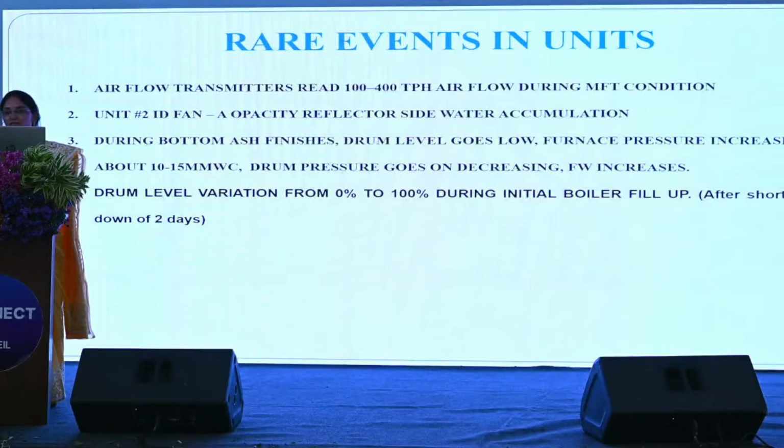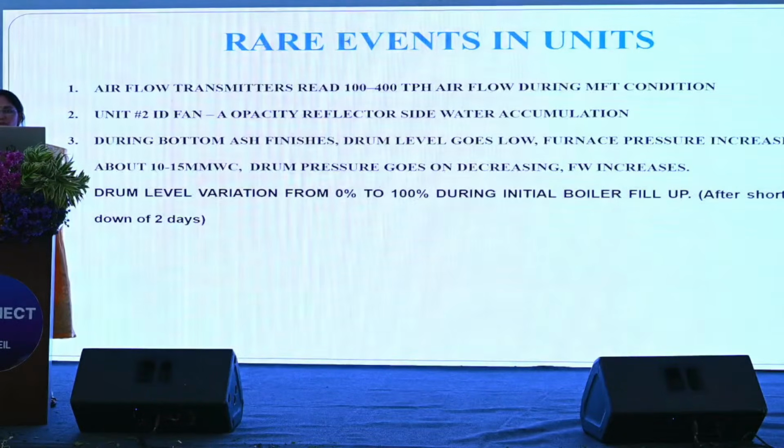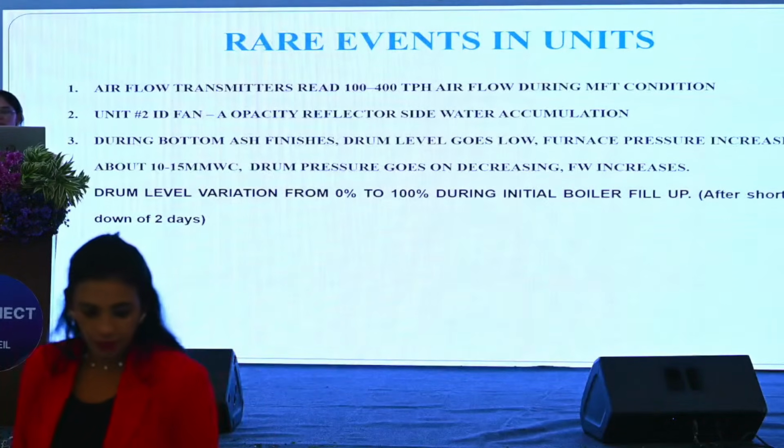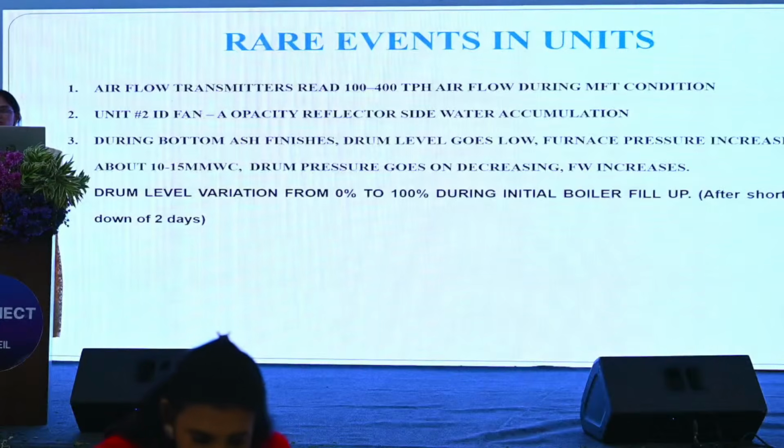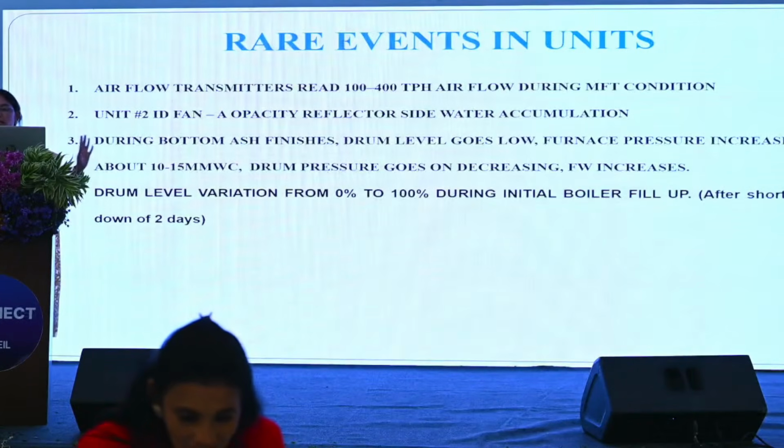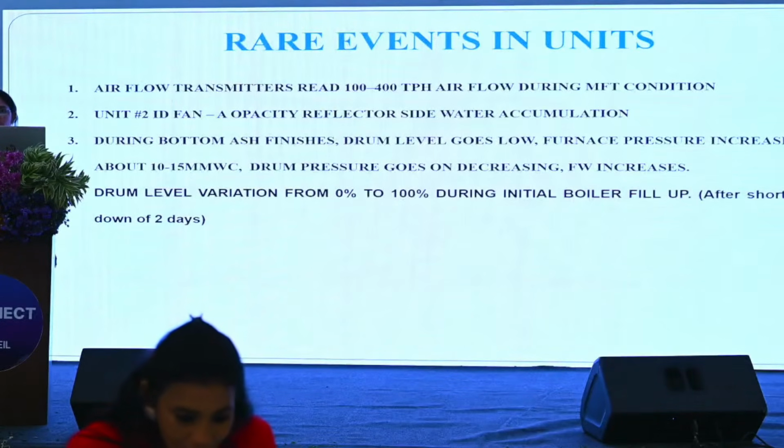From case studies we have done, I just want to ask you people, airflow transmitter was reading 100 to 400 tons per hour during MFT condition. Can anybody guess what could be the reason? ID fan off, PA fan off, FD fan off, but still airflow transmitter is showing 100 to 400 tons per hour.